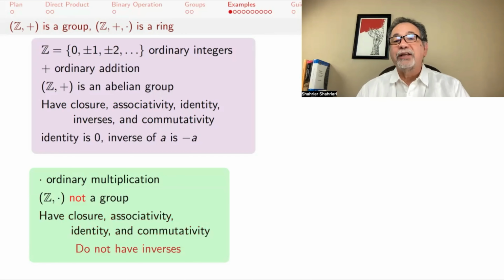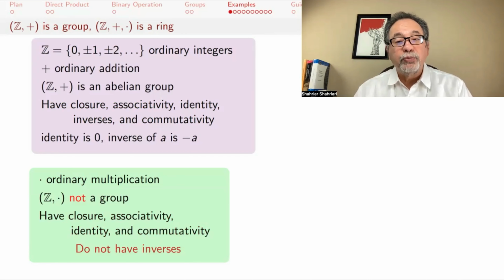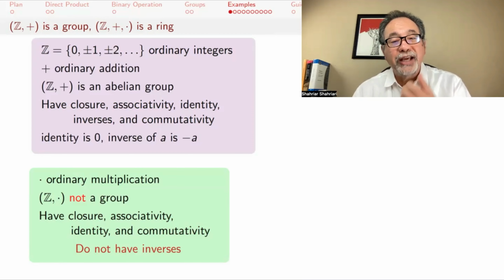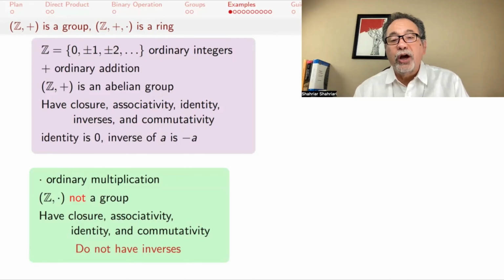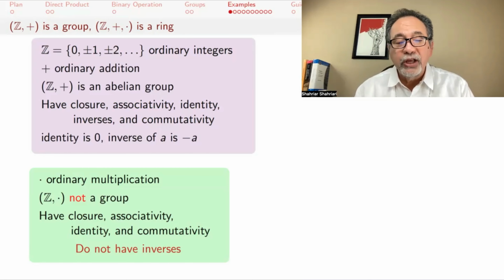So for example, if you take 3, its inverse would be something that if you multiplied by it, you would get 1. You would like to say 1/3, but 1/3 is not an integer. So among the integers, there's no inverse for 3.